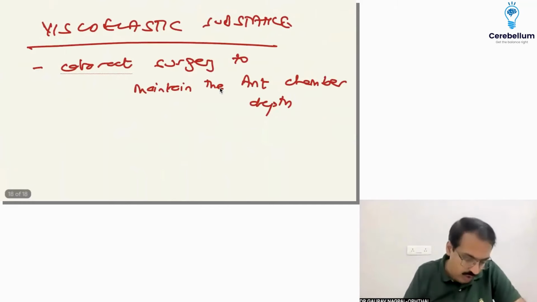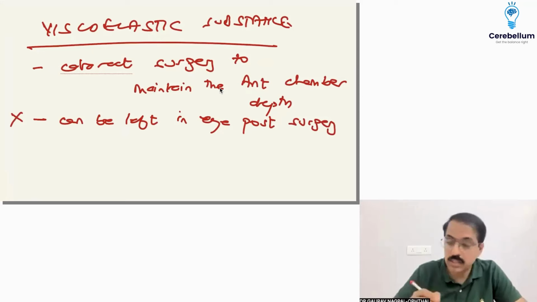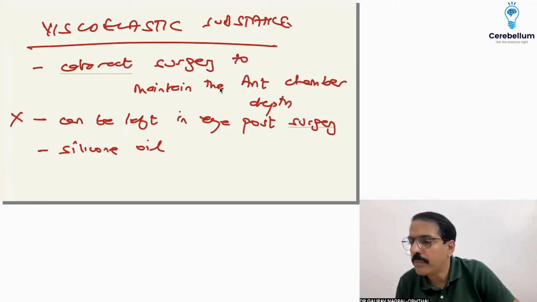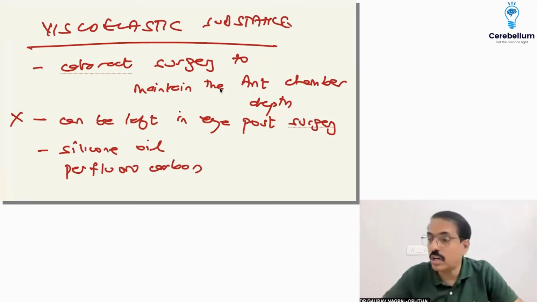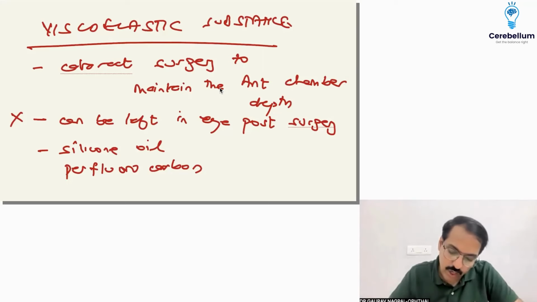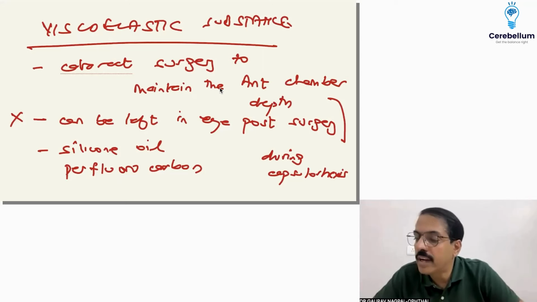Can it be left in the eye post surgery? No, it cannot be. This is the incorrect answer. Silicone oil? No, silicone oil is not used as a viscoelastic. Perfluorocarbon? No, it is not a perfluorocarbon either. It is used to maintain the chamber during capsulorhexis. Yes, this is the correct answer. Used between the anterior chamber and IOL? No, it is not used between.